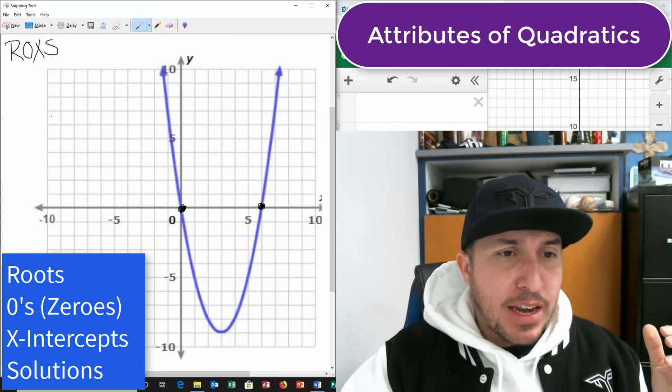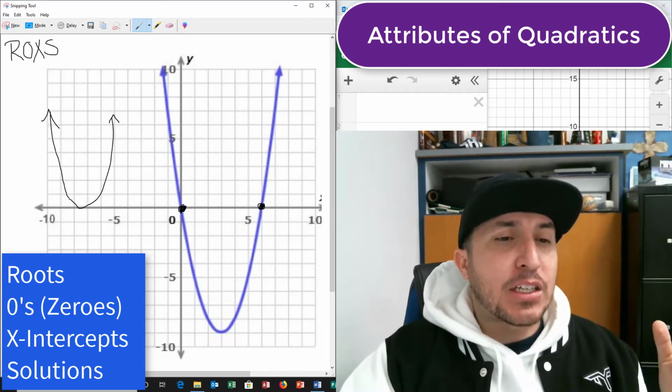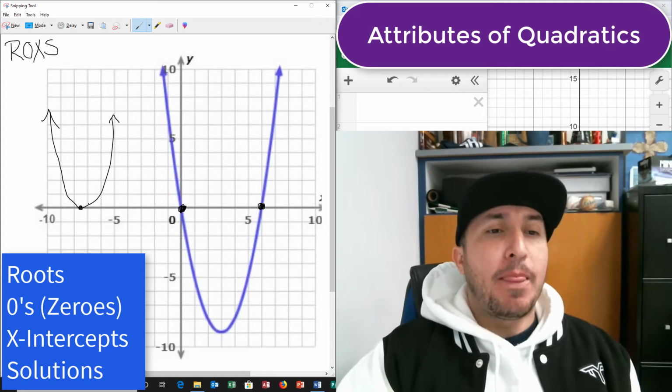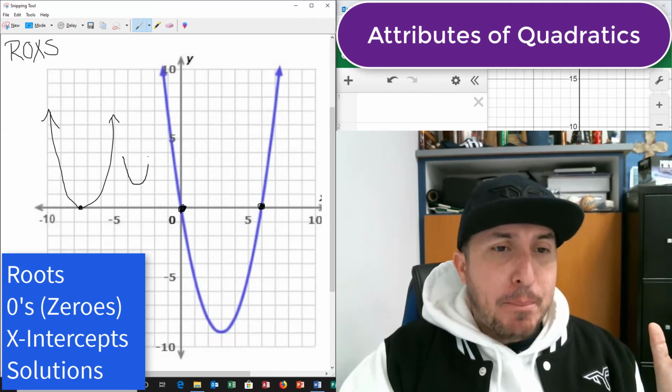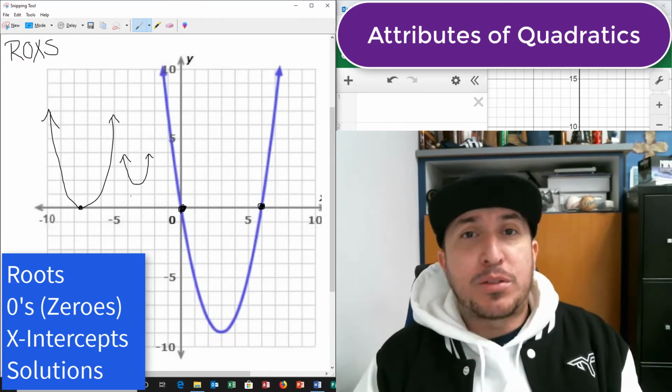Or it could only have 1. It could look like this, and then go right to the line, and it only has 1 root. It would start right here. Or it could be graphed above the line, and this one doesn't touch the ground. So there are no roots. You know what I mean?